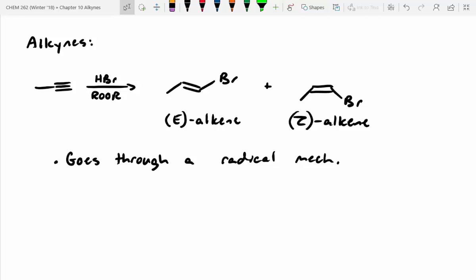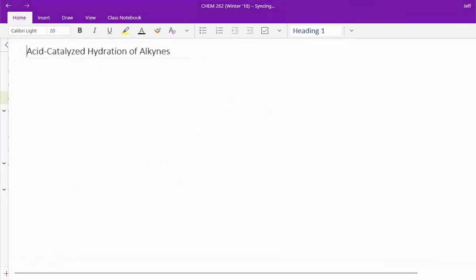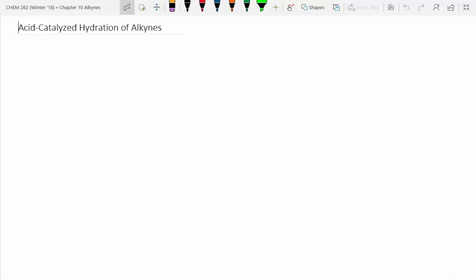Does that make sense? It's pretty similar to the last chapter. Not a lot of new stuff here. So let's jump into installing alcohols now. So alcohols, we saw last chapter a bunch of different ways to install alcohols on alkenes. We'll do the same thing for alkynes. We'll start with the easy one.